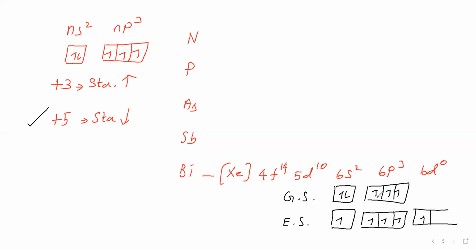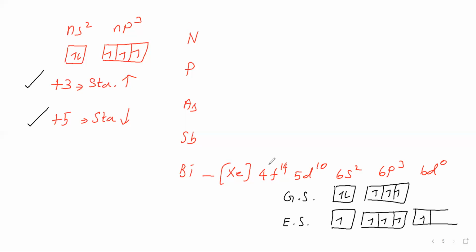In the ground state, 3 unpaired electrons are there. If these 3 unpaired electrons are involved in a chemical reaction, then bismuth will show the +3 oxidation state. Now this ground state and excited state we will compare.